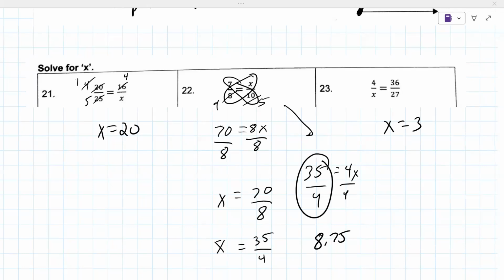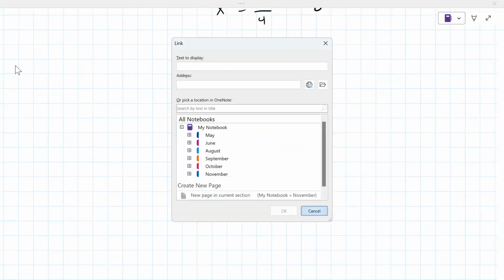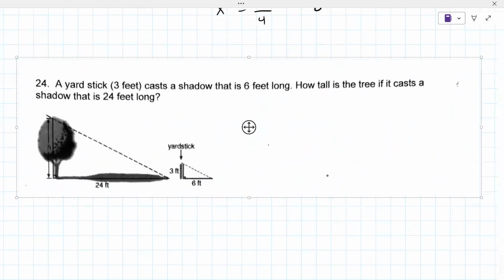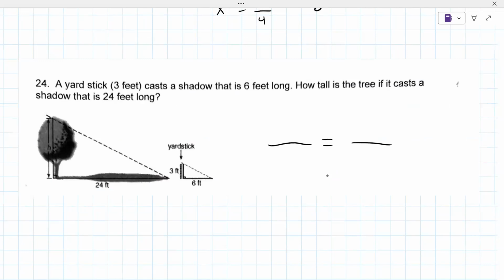Next problem is kind of your classic shadow problem here. You're going to set up a proportion again. You shouldn't be surprised by that. You're going to do that over and over. You're solving for x, or the height of the tree. Why don't you try setting this up here, letting me know what you come up with when you set it up.